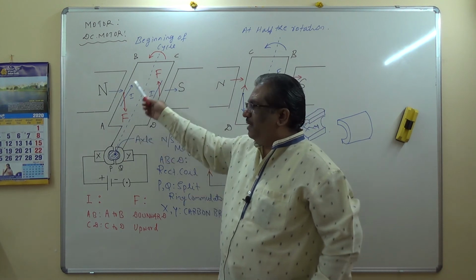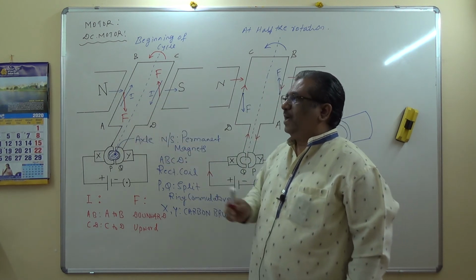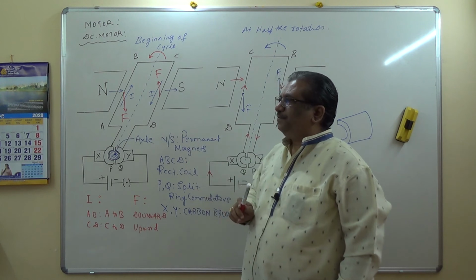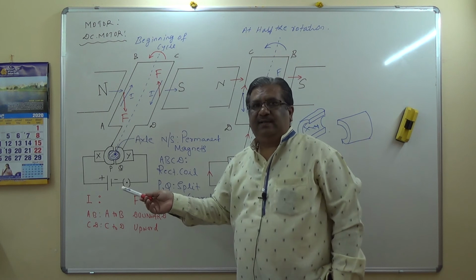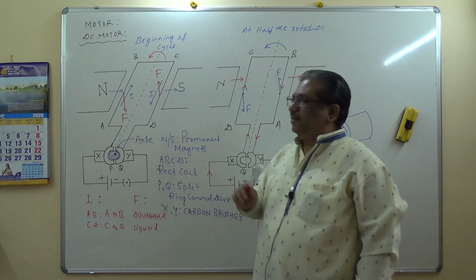So by increasing the area of the armature coil, we can increase the power and speed, and finally by increasing the current through the coil. The magnitude of the current, if we increase, the speed and power increase.